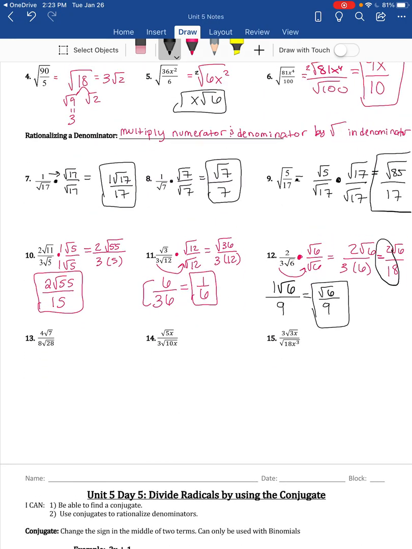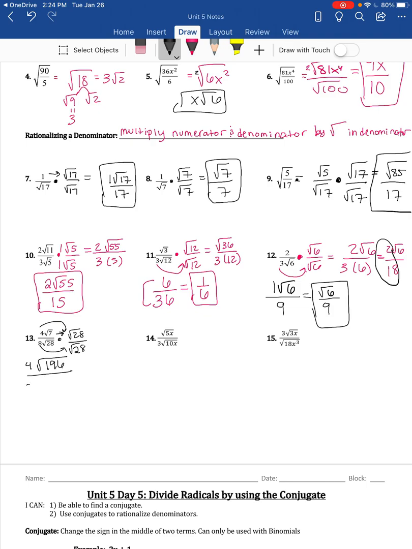All right, 3 more. On question number 13, we have 4 rad 7 over 8 rad 28. Again, we rationalize with our radical, so times rad 28 over rad 28. If you wanted to simplify 4 over 8 first, you totally could. But I'm just going to stick with my routine because it's working and multiply the tops together. So 4 times the silent 1 is 4, and then rad 7 times rad 28 gives you rad 196.